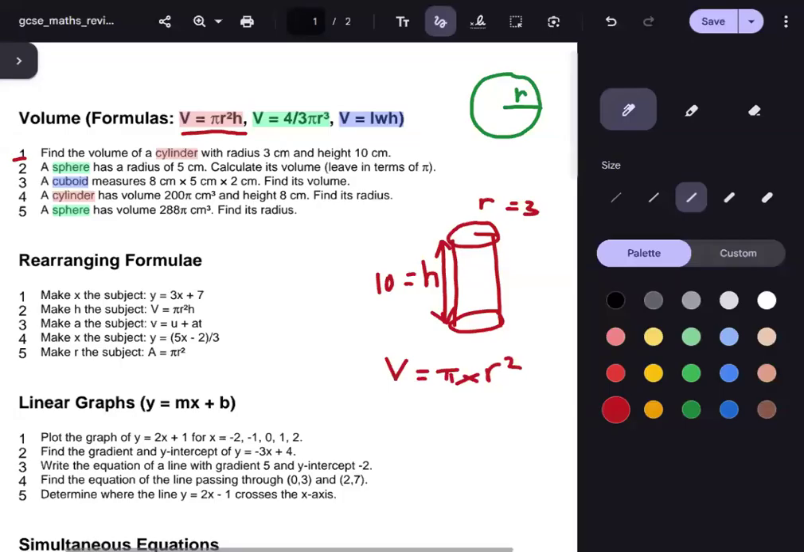Okay, so we're finding the volume of a cylinder. We're using the formula that's highlighted in red. It's pi times r squared times h, right? Did you use that formula?